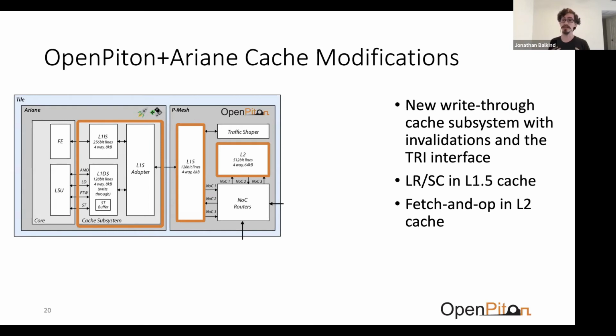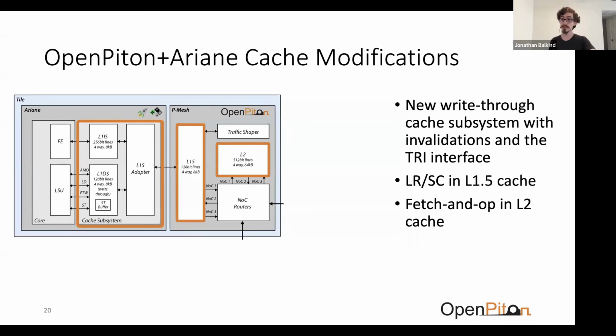On our side, we were adding new capabilities to say, okay, let's support other ISAs. And so we needed to support load reserve store conditional atomics. Those are used in RISC-V, they're used in OpenPOWER, they're used in OpenRISC, they're used in a variety of different ISAs, and that's something that we didn't have. On top of that, we wanted the fetch and op atomics, and so we implemented those in our L2 cache as well, because those were demanded by the ISA.